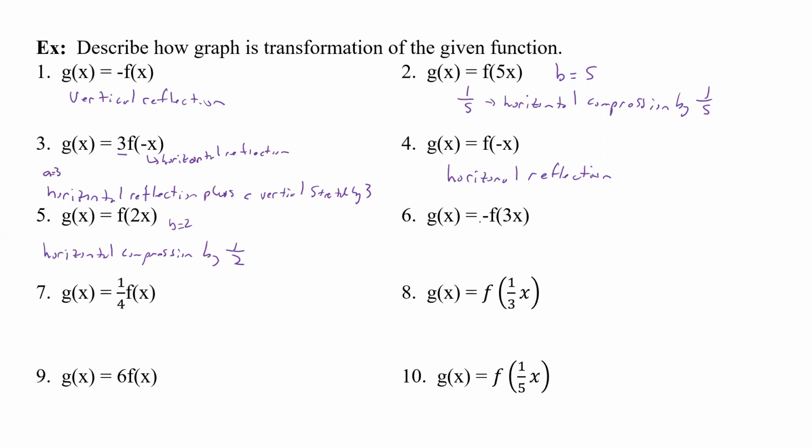Now this one we have the opposite of f of x, so that means we have the vertical reflection, and then we also have this factor b of 3, so it's going to be a horizontal compression by 1/3 because we have 1/b, and it's going to be a vertical reflection.